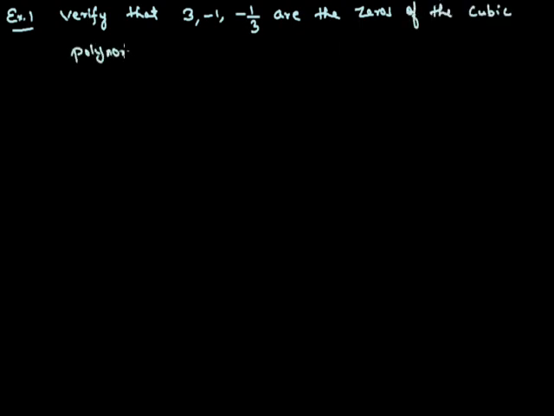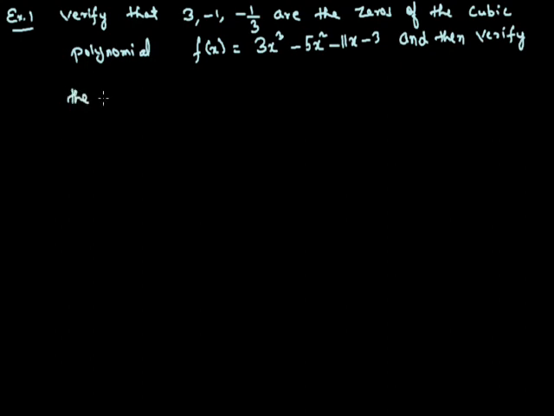So let's take some examples. First example: verify that 3, minus 1, minus 1 by 3 are the zeros of the cubic polynomial f(x) equal to 3x cube minus 5x square minus 11x minus 3, and then verify the relationship between zeros and its coefficients.